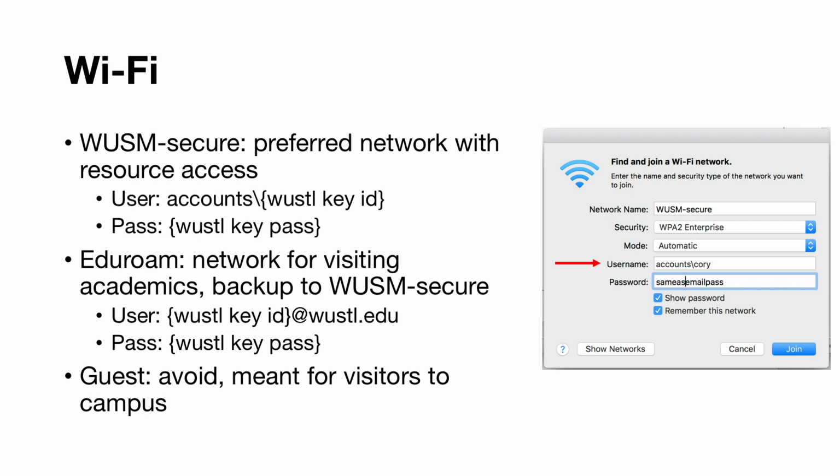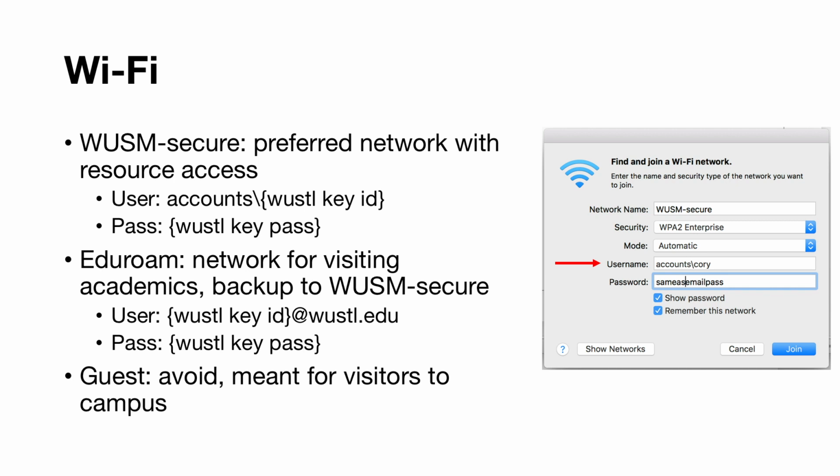On campus, you'll find 3 different Wi-Fi networks: WUSM Secure, EduRoam, and Guest. It's important to make note of the differences between these networks so that you can best access the resources that you need. WUSM Secure is the major wireless network that you'll be accessing when on campus. It's important to make note that when logging into WUSM Secure, your WUSL key ID must be prefaced with accounts/. So, for example, my email address is corey@wusl.edu, so I would type in accounts/Corey, and then use my WUSL key ID password, which is the same as my email password.